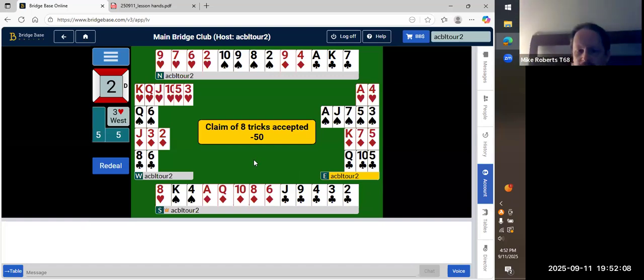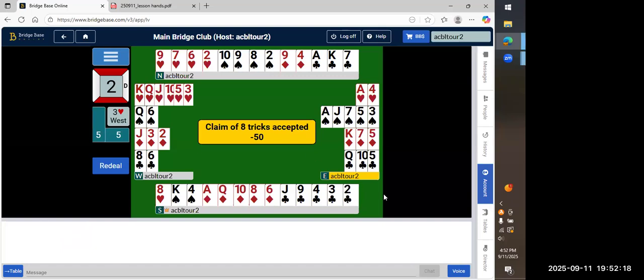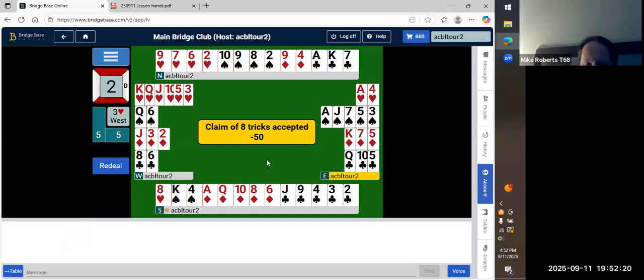If you do play in clubs, I'm just going to go over that. I didn't want to say four clubs was wrong. Four clubs is fine. I think North should pass, but I'm not sure. Certainly with ace-king, it's not a bad bid at all.